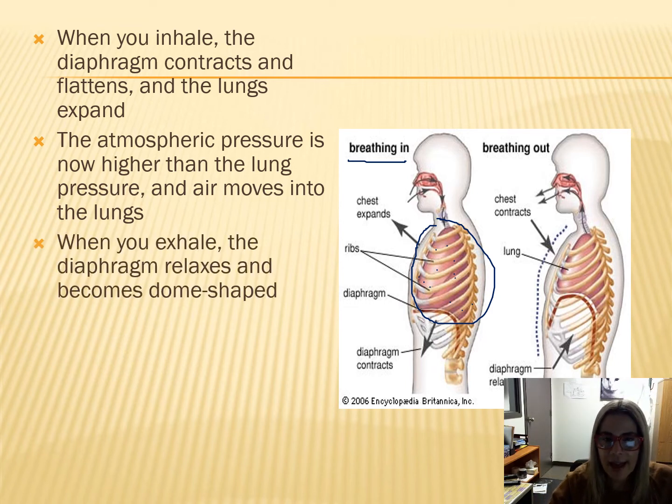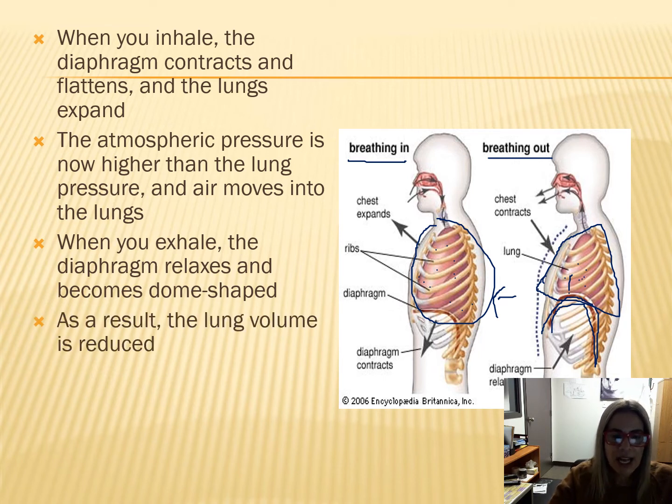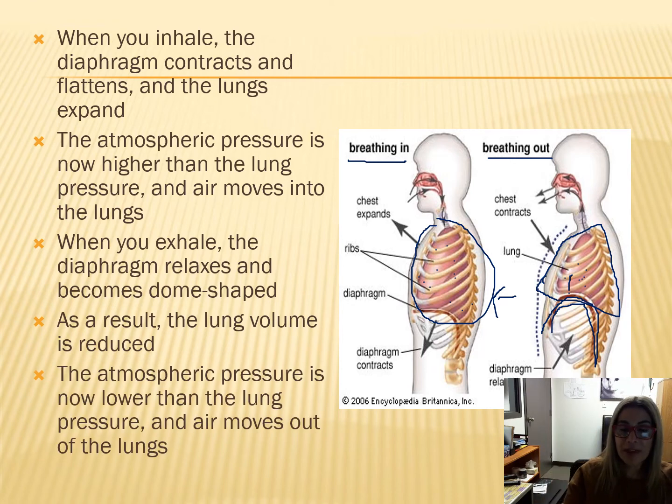Now, if you look at the exhaling, or breathing out, notice what happens. The diaphragm relaxes and goes back into its characteristic umbrella type shape. Look how much less space there is in your lungs compared to when you were inhaling. Less space means those air particles are squished closer together, and that means more pressure. So when you exhale, the diaphragm relaxes, becomes dome-shaped, and lung volume is reduced. That means atmospheric pressure is lower than lung pressure, so the air is going to move out from high pressure in your body to low pressure in the atmosphere.